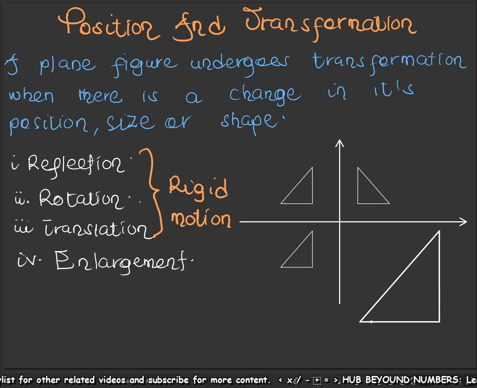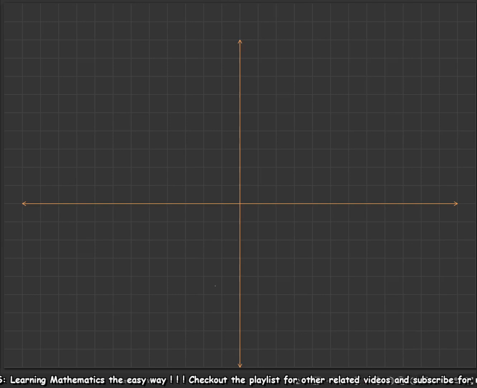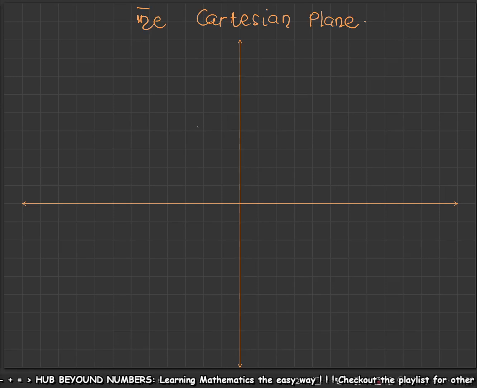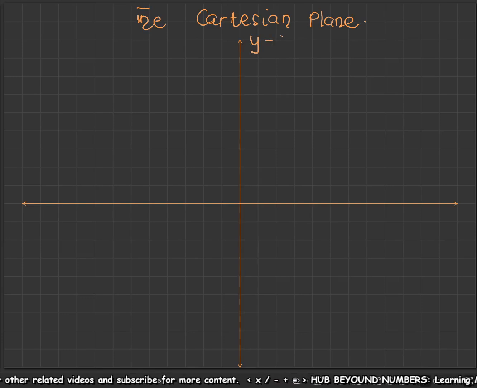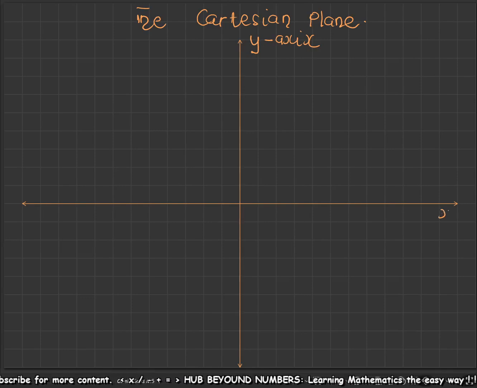But for the continuation of this, let's look at how to locate points on the Cartesian plane. So talking of the Cartesian plane, this is the Cartesian plane over here. Now, the Cartesian plane is a two-dimensional grid formed by the horizontal axis and the vertical axis. You see that there's this vertical axis here and a horizontal axis here. We call the vertical axis the y-axis, and we call the horizontal the x-axis, right?